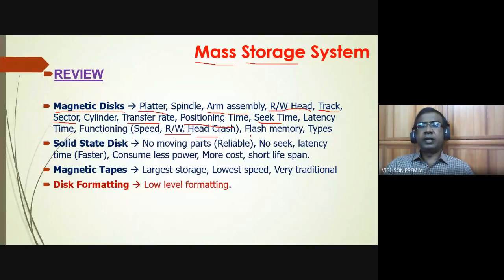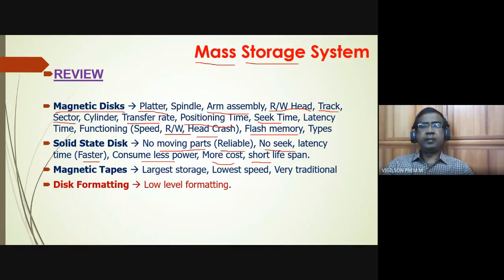Then we studied some types of memory, flash memory and its corresponding types. One important type is the solid state disk. The difference between hard disk and solid state disk: there are no moving parts in an SSD, so we consider it reliable. There is no seek time and latency time, so we consider it faster, and it consumes less power, but at the same time it has more cost and a short lifespan.